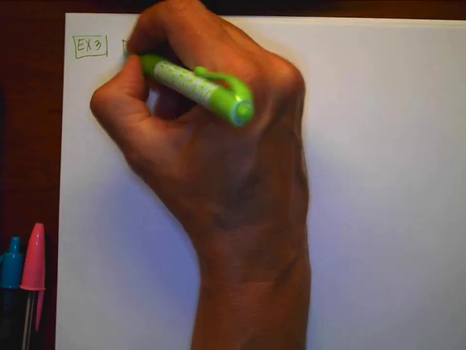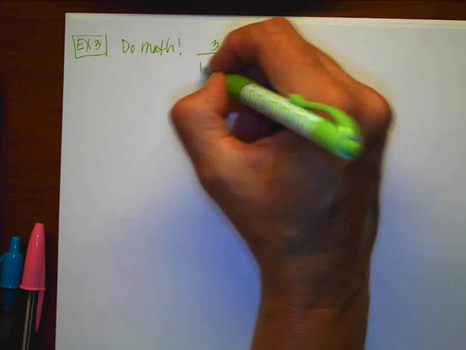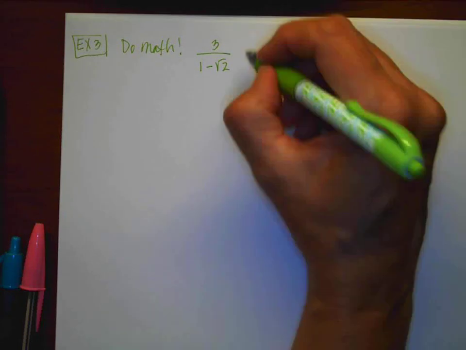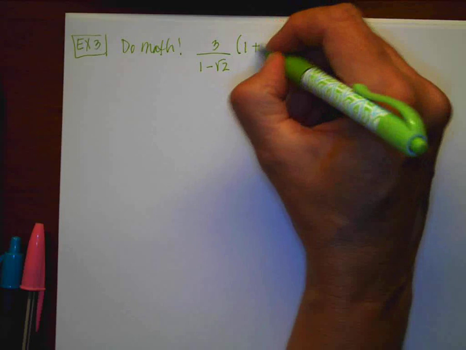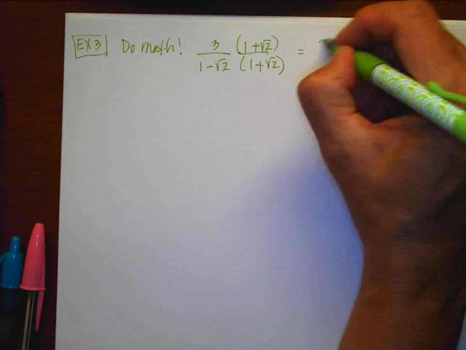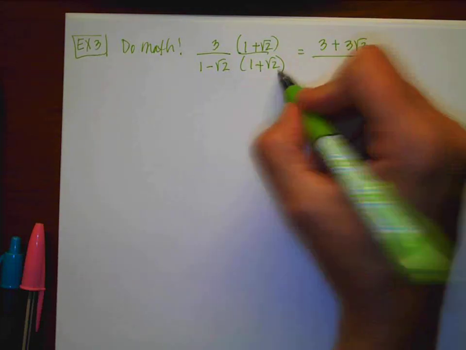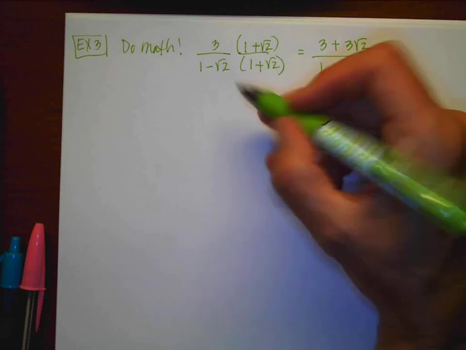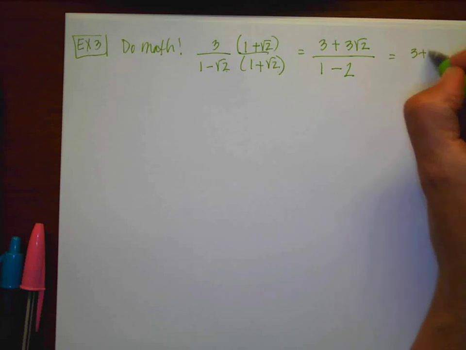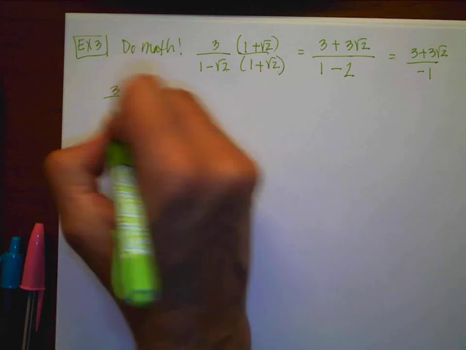So the third example is going to say do math. Woohoo! And I'm going to have 3 over 1 minus radical 2. So I need to manage the denominator. So I'm going to multiply by the radical conjugate, 1 plus radical 2 over 1 plus radical 2. So this is 3 plus 3 radical 2 over, and again, it's a difference of two squares, so it's 1 minus a radical 2 times a radical 2 is 2. So this is 3 plus 3 radical 2 over a negative 1.